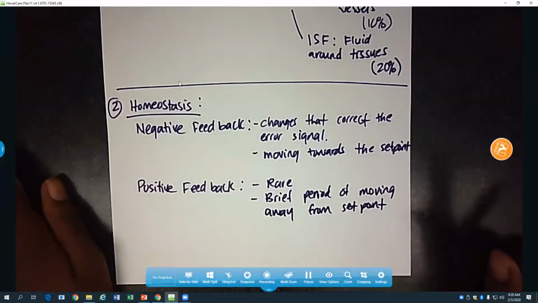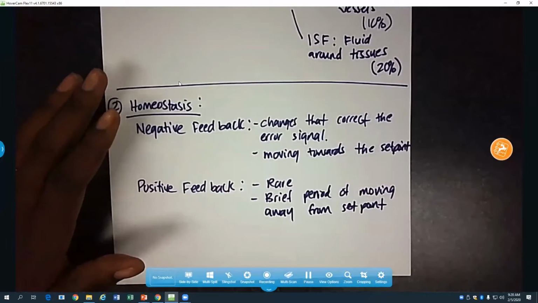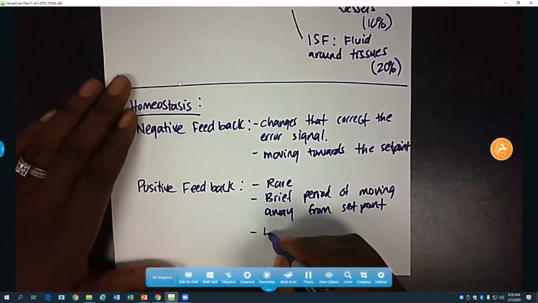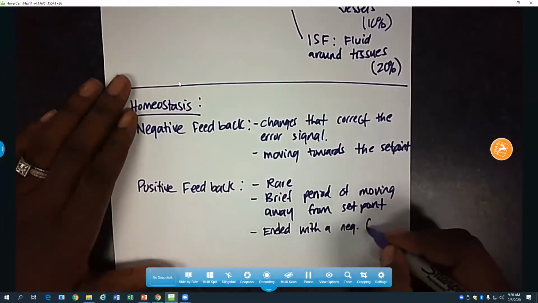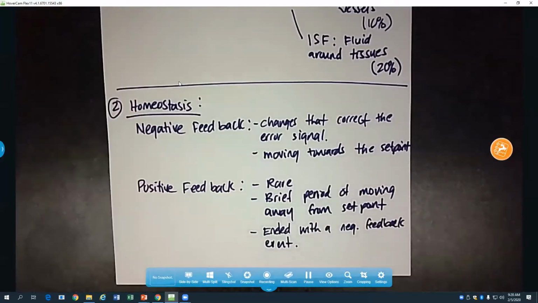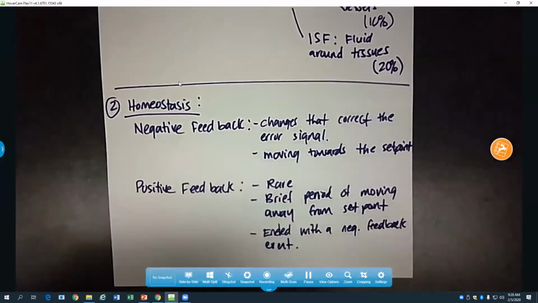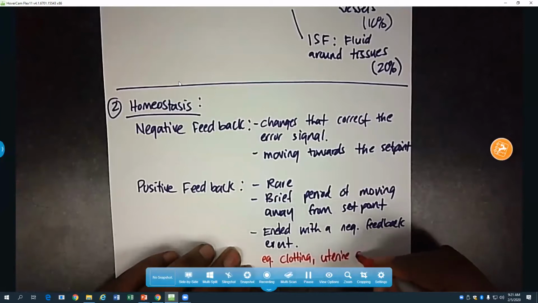So basically moving away from the set point in terms of potentiating a change or potentiating that error signal, but for a brief period of time and for a very specific reason that usually was incorporated in a larger negative feedback, right? So this ended with a negative feedback. Okay. Just to remind ourselves of some examples here, we said clotting, blood clotting, and those uterine contractions.